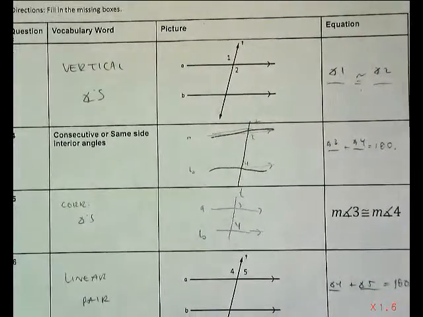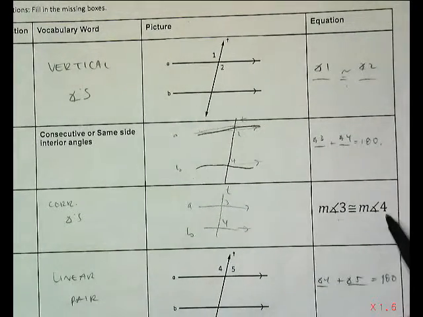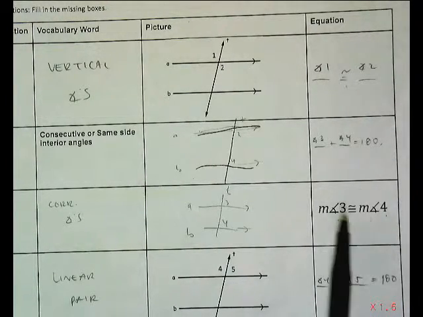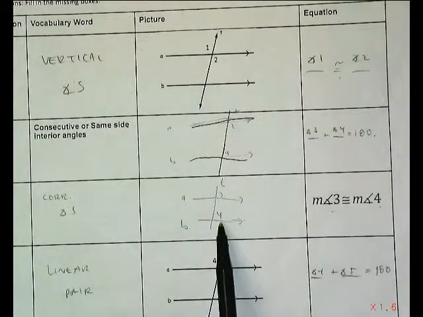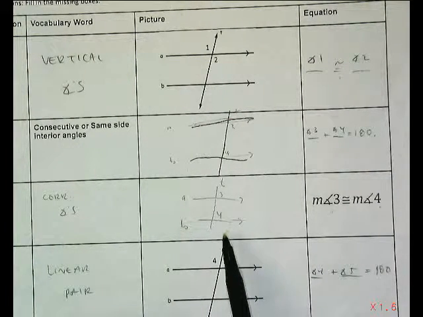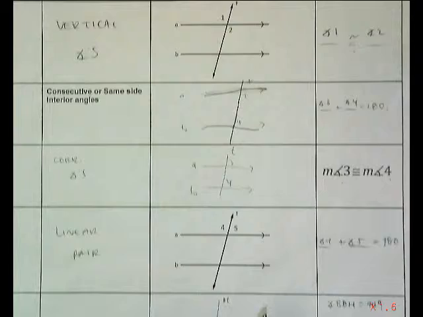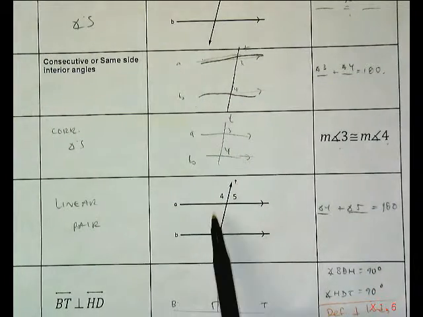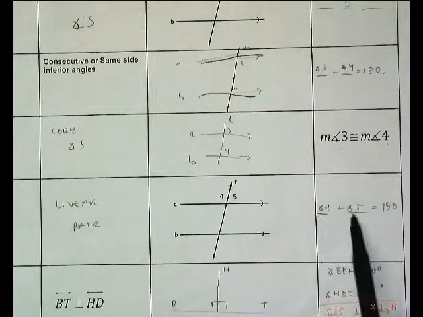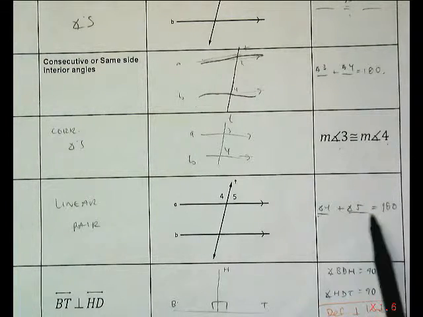Question number 5. I just asked you to draw a picture where 3 is equal to 4. Try not to pick vertical angles again. Some of you tried to do that. You've already shown that to me, so try something else. Here, of course, are my angles. Or you could have also done alternate interior angles or alternate exterior angles. Here, this is called a linear pair. Your equation is 4 plus 5 equals 180. The linear pairs are supplementary.